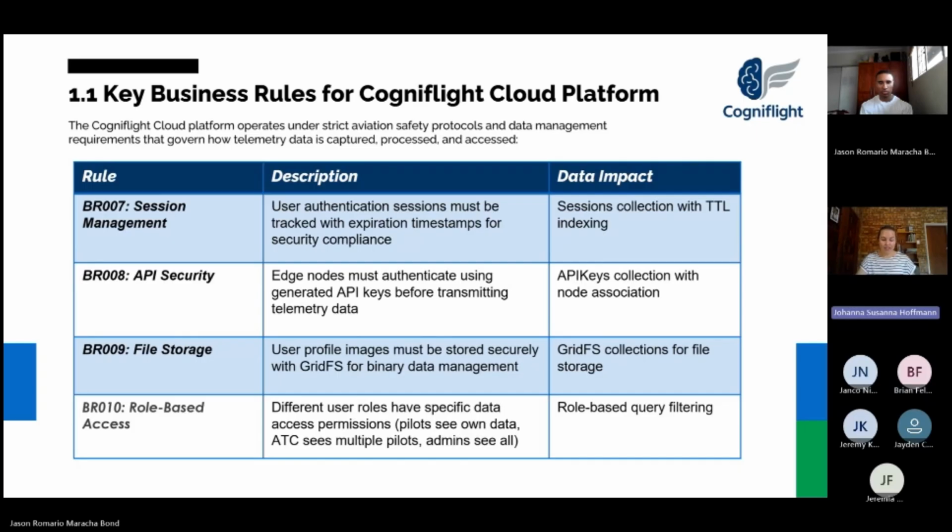Rule 8, API security. Edge nodes must be authenticated through API keys before transmitting telemetry data. Rule 9, file storage. User profile images must be stored securely using GridFS. And number 10 is role-based access. User roles determine data access permissions. System admins generate access tokens and can edit user profiles, while pilots have access to their own data. Air traffic controllers have access to multiple pilots' fatigue data.